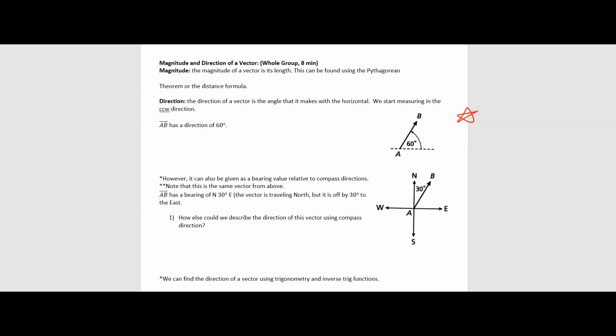So again, when you're finding the direction of the vector, you start with the horizontal. The horizontal is the same, whichever way you're drawing it. And then you're taking a look at that angle in the counterclockwise direction. This is going counterclockwise. So the angle between the vector and the horizontal is going to be the direction of the vector.